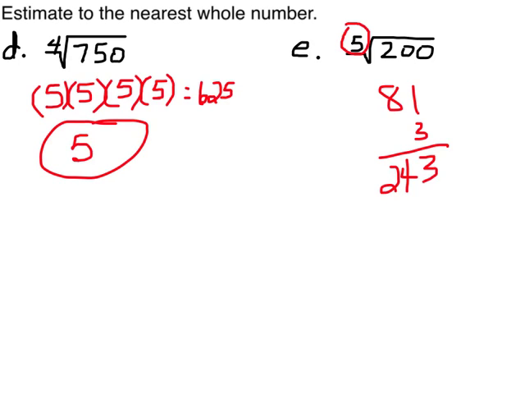Let's try 2. 2 times 2 is 4, times 2 is 8, times 2 is 16, times 2 is 32. So 2 is way too far. So the nearest whole number to the 5th power would be 3. And that is how you do it. You just kind of have to pick a number and guess, but the higher this number, the smaller number you want to start with.